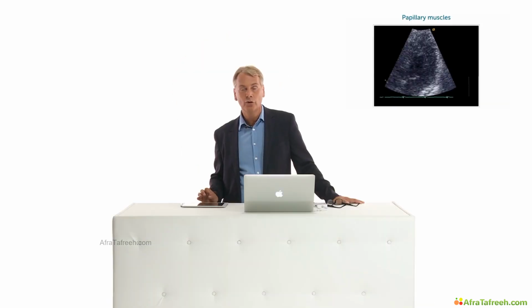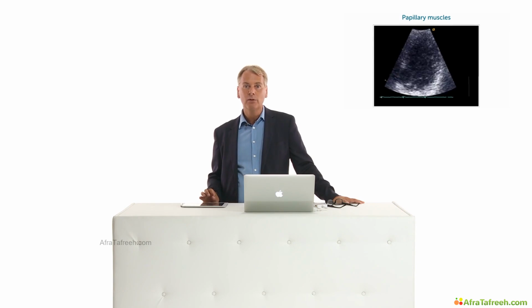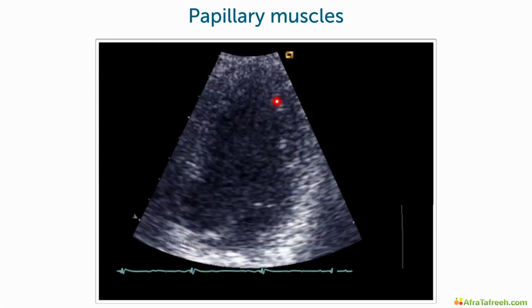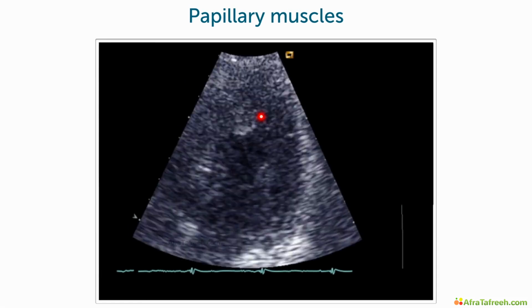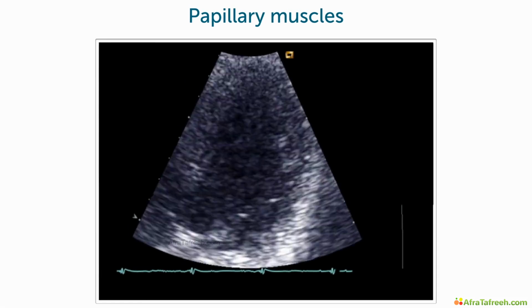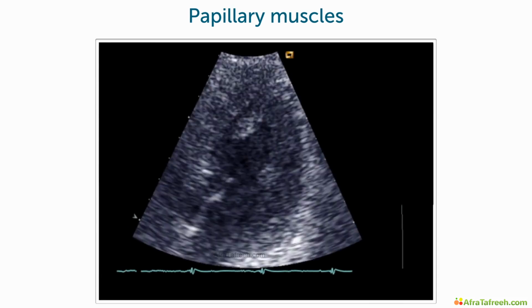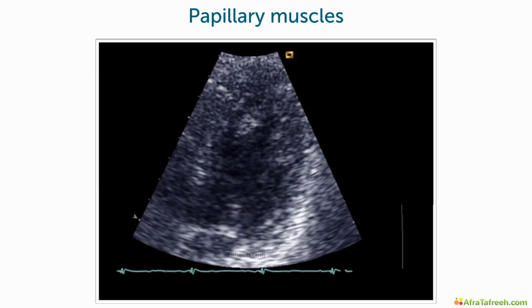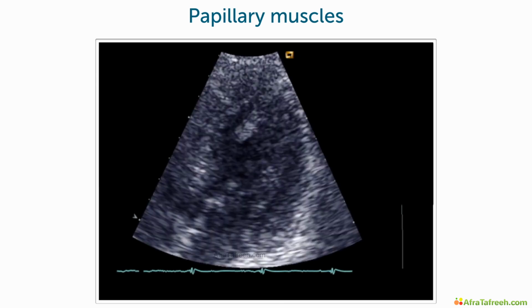And finally, one more pseudotumor, the abnormal positioned papillary muscle. In this case, it is positioned very far in the apex. But remember this image because tumors can look very similar to this. And if we see something like this, to be honest, sometimes we're not sure either.